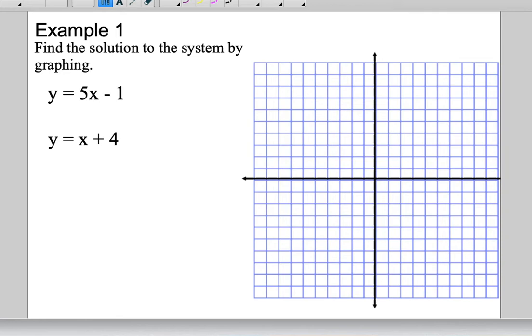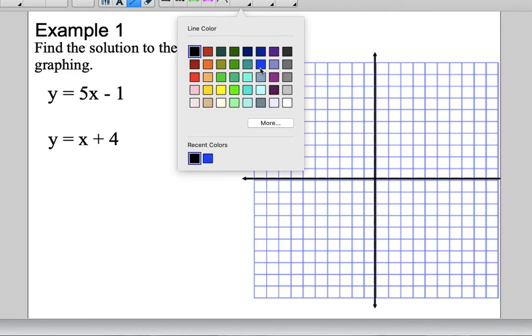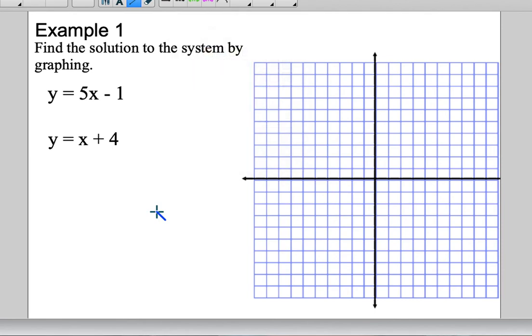So we're going to do our best to graph this on here. You guys will have rulers, so hopefully that'll be better than the way I'm about to graph, but we will do our best. We are going to graph these two lines on the same graph. The first line I'm going to do in blue.